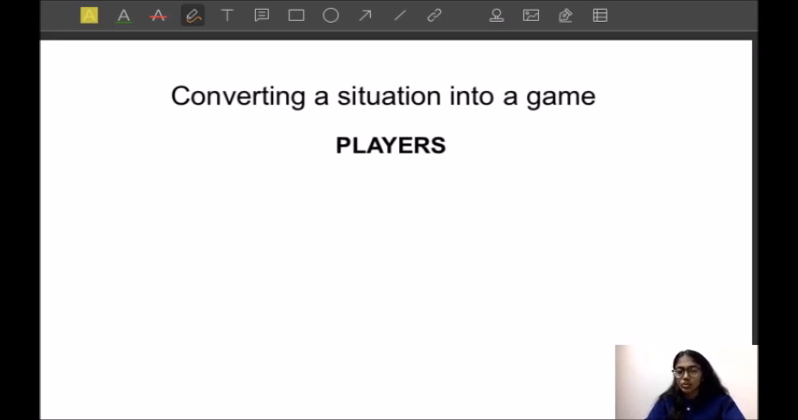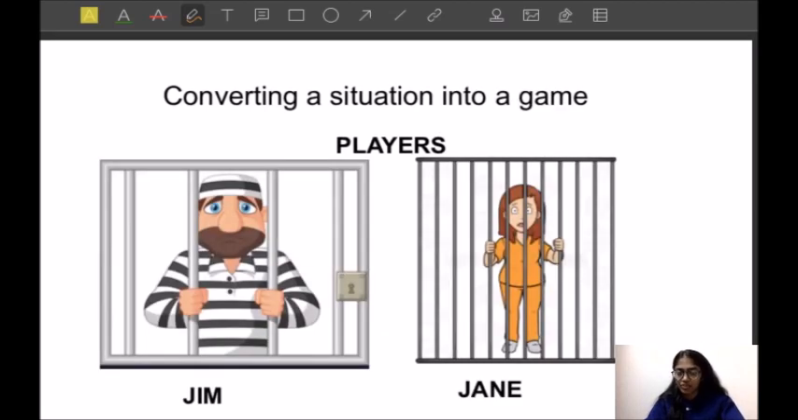First, let's see who the players of the game are. The players are Jim and Jane. However, there are police authorities also, but since their actions are already predictable, we need not take them as a player of the game. Players are only Jim and Jane as they have to make the decision in the game.